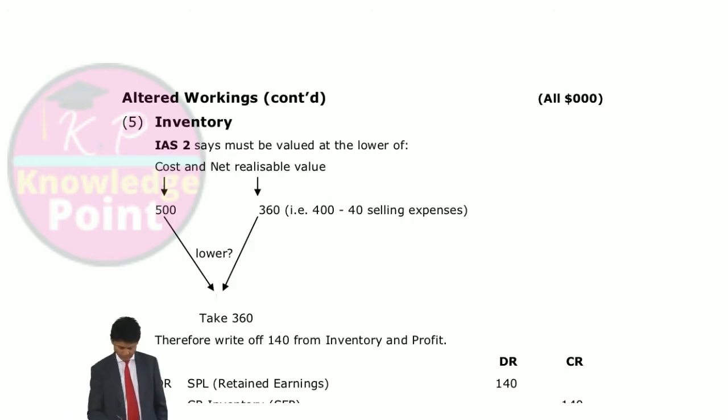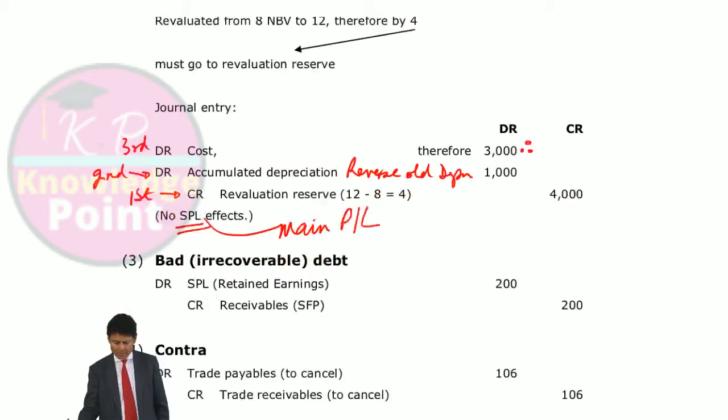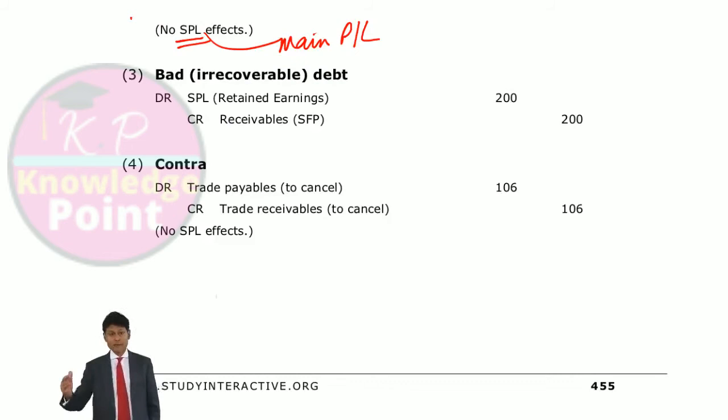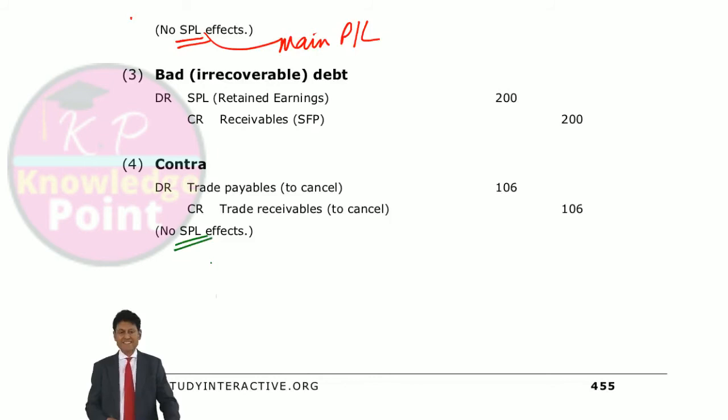So we've dealt with the revaluation. Here comes the bad debt. The way we do it is we debit our P&L and we credit our receivables because you're writing off a bad debt. The contra, of course, if you want to cancel a payable, you must debit it, like we saw in our foreign currency, of course, and you'll credit the receivable because receivables normally are debits. To cancel, you would credit it. And that also has no P&L effects. But the retained earnings obviously does go to the P&L.